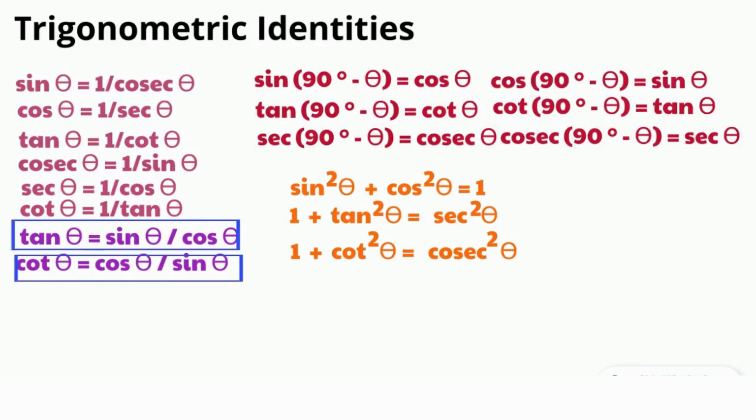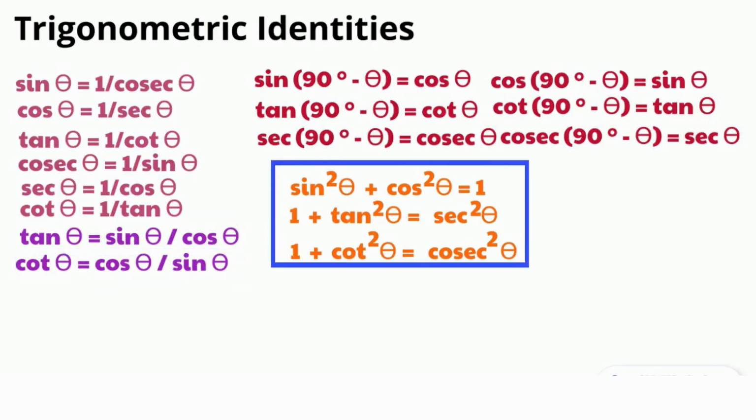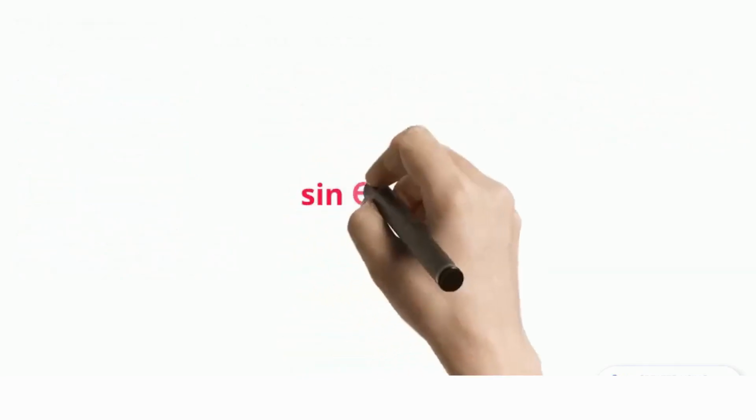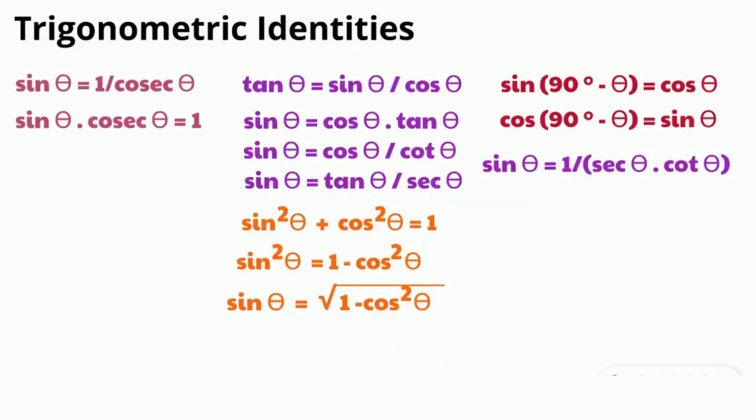Next, tan and cot. Tan theta is equal to sin theta divided by cos theta. Cot theta is equal to cos theta divided by sin theta. Next, Pythagoras identities. Sin square theta plus cos square theta is equal to 1. 1 plus tan square theta is equal to secant square theta. 1 plus cot square theta is equal to cosecant square theta. These concepts are useful for making one identity into another. Next, what are the possibilities of sin theta? These are possible identities. In expressions or equations, instead of sin theta, we can use these identities for solving problems. Like this, we can write for other trigonometric ratios also.